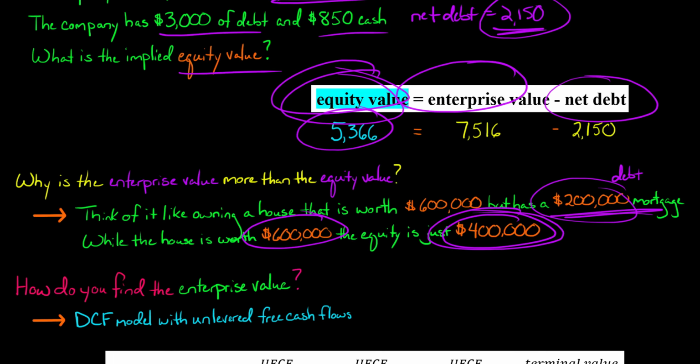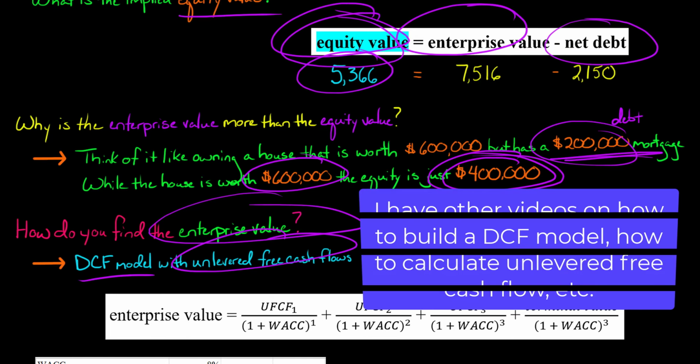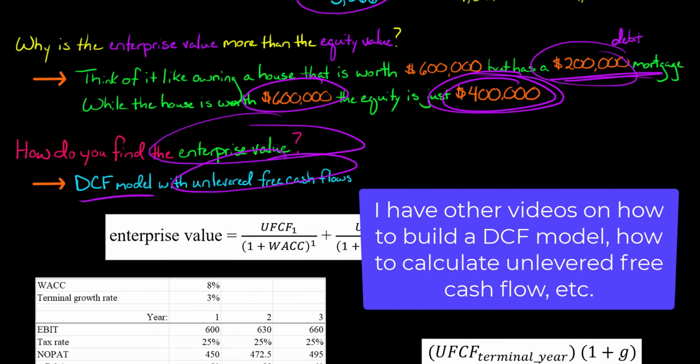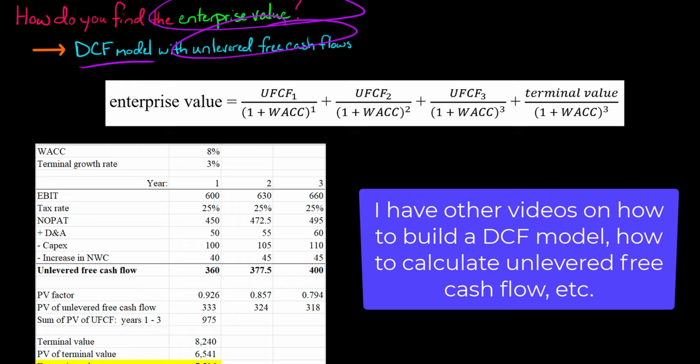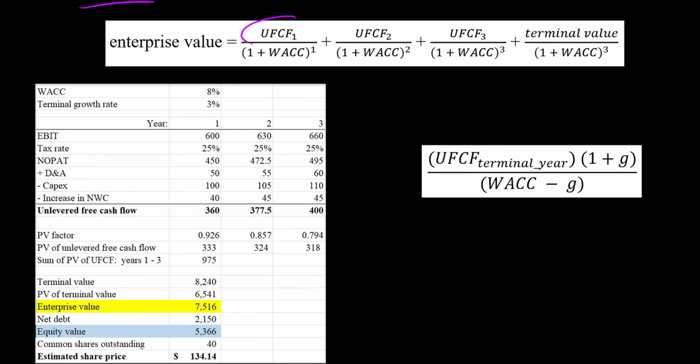Now, how will we go about finding the enterprise value? Well, you can use a discounted cash flow model with unlevered free cash flows. So you forecast a company's unlevered free cash flows into the future, and you discount them back to the present value. I'm not going to go into too much detail here, but I just want to give you an example that I did. So we've got here unlevered free cash flow for year 1, year 2, year 3. So I just had a 3-year forecast horizon and forecast the unlevered free cash flow.